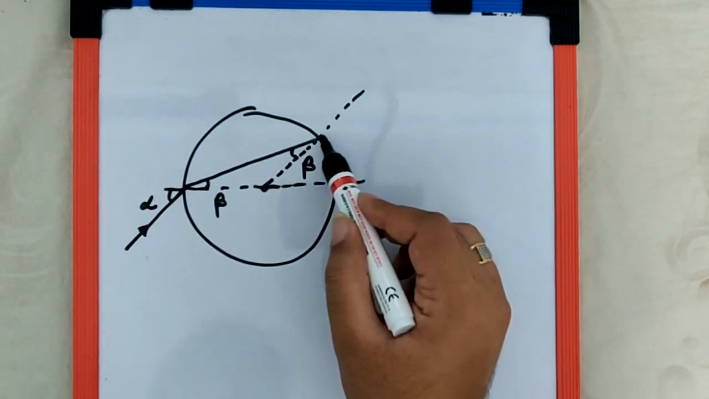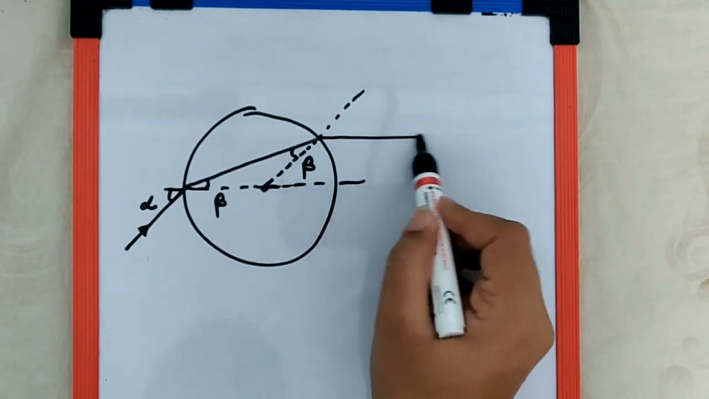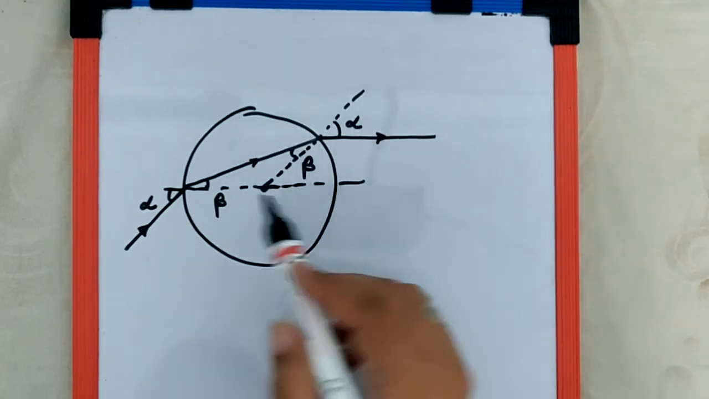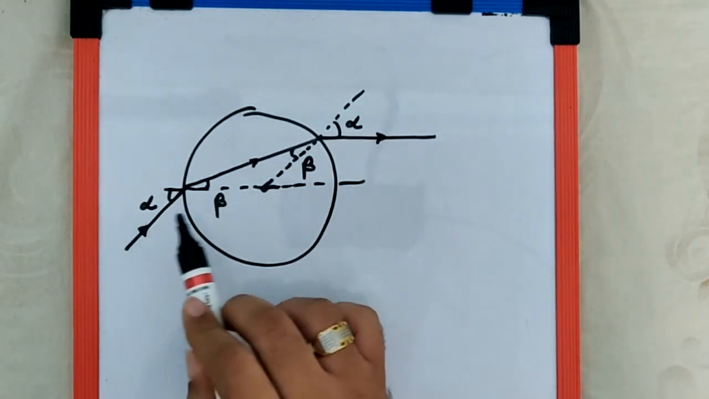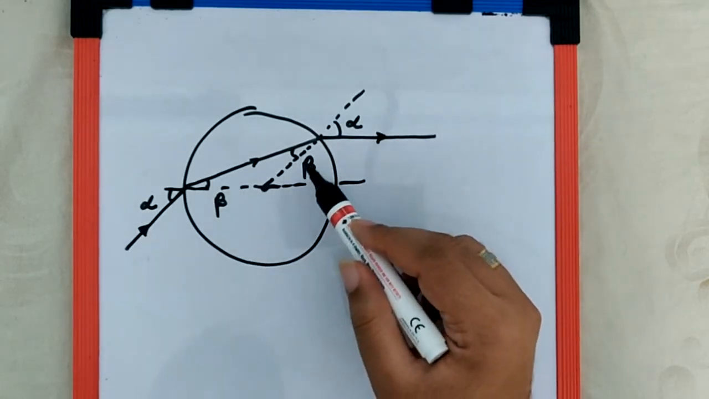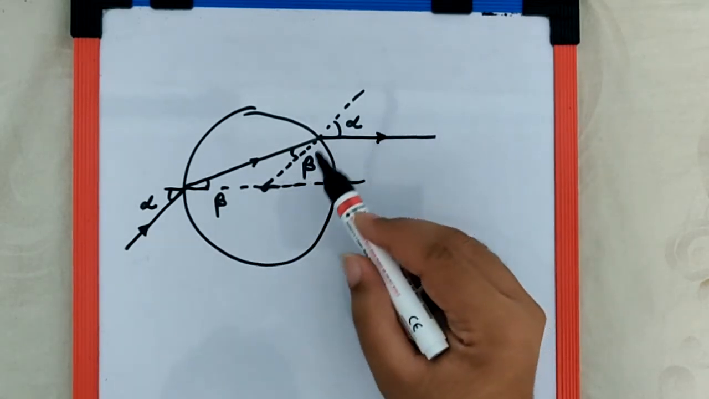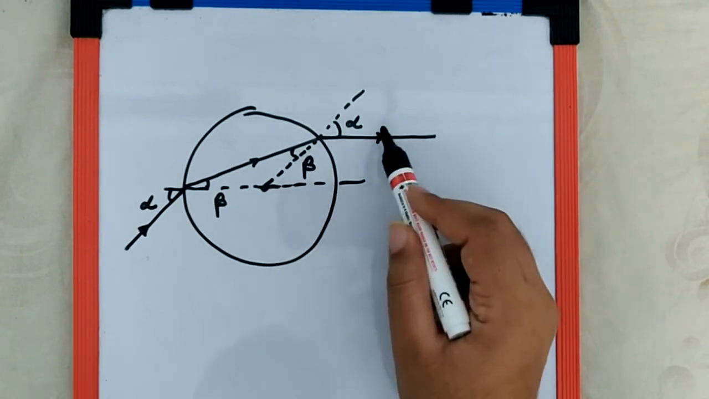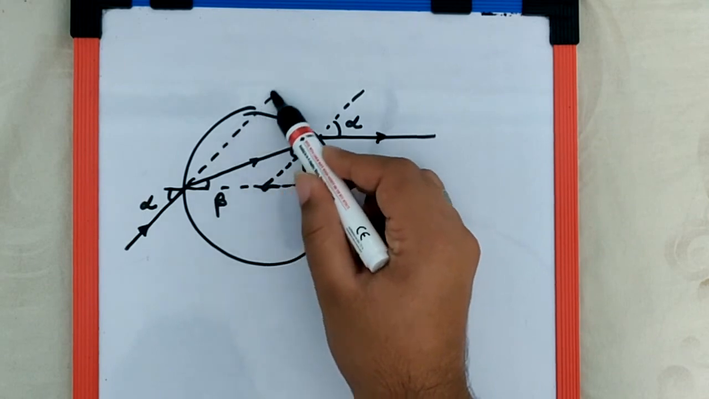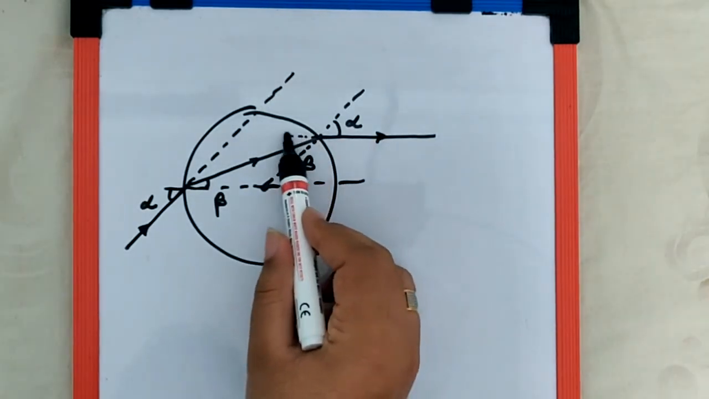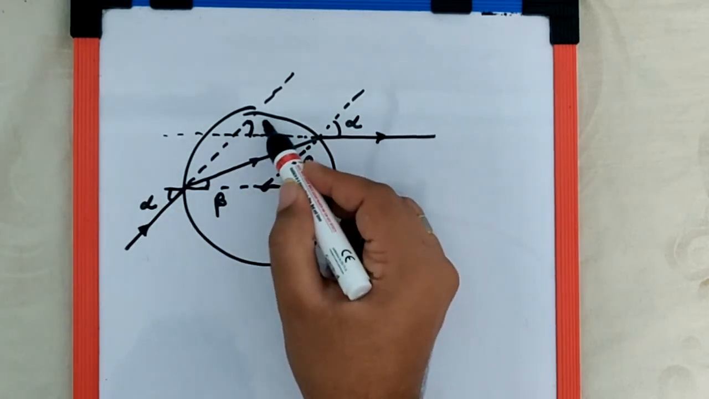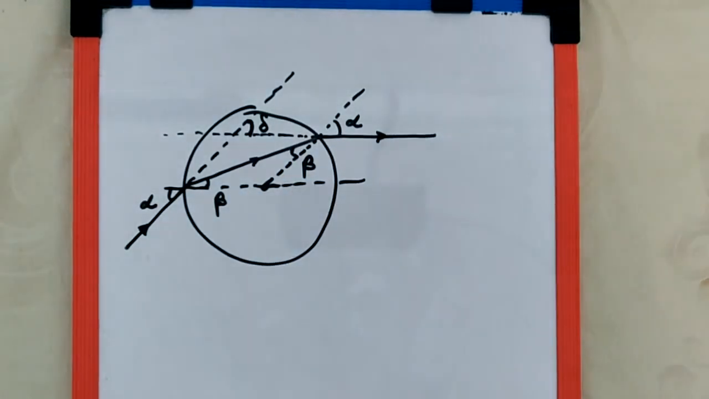And moreover, when the ray passes outside, it is going to be alpha again, because when the ray of light goes from medium 1 to medium 2 and the angle changes from alpha to beta, so if the ray of light goes from medium 2 to medium 1, the angle will change back from beta to alpha. So now if we extend this incident ray and the emergent ray, we can say this is the angle of deviation which we are supposed to find.